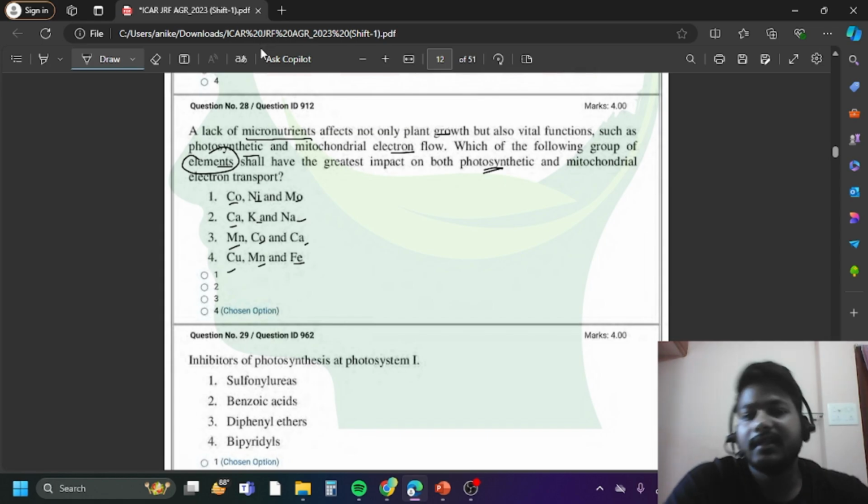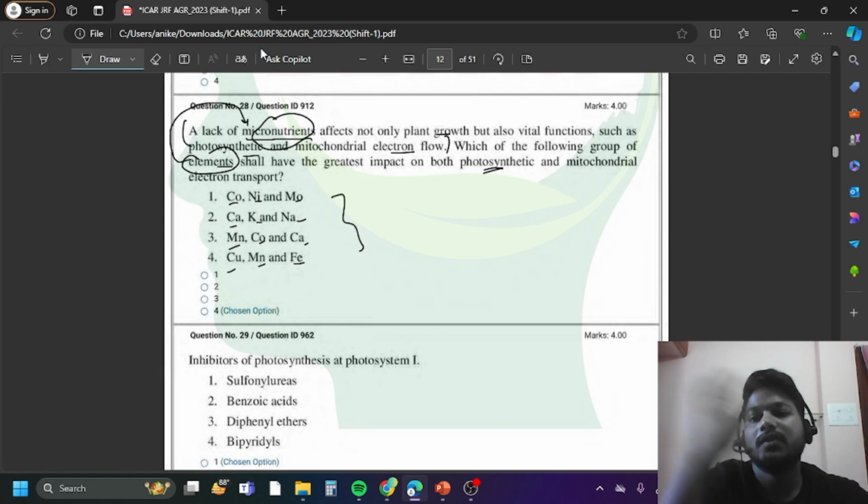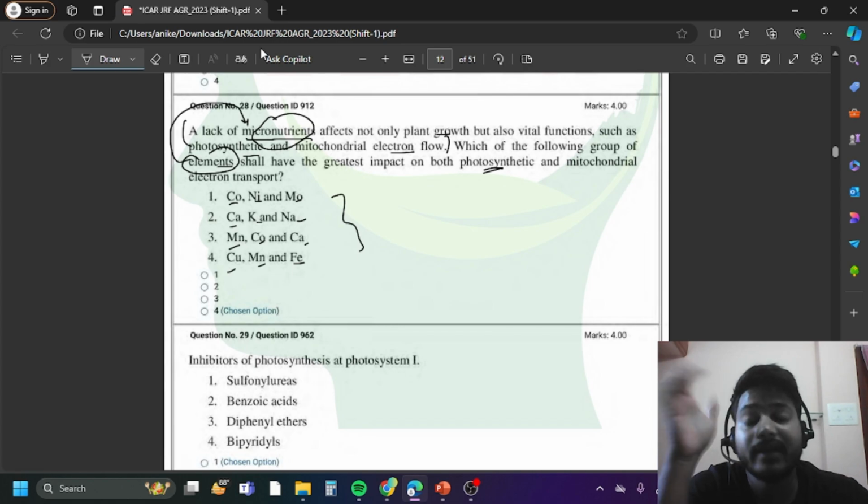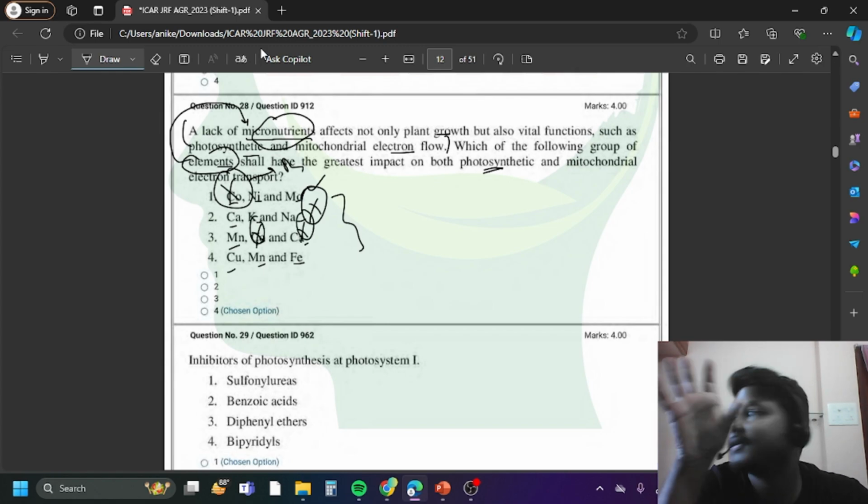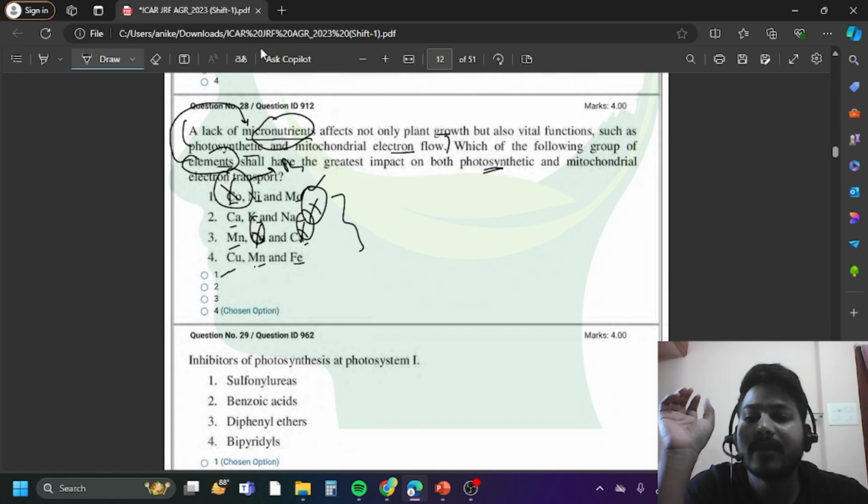Okay, you can see in the first line they have given the micronutrient effects. In the question they have asked which of the following group of elements, so they are indirectly asking which group of micronutrients. So you choose the option in which only micronutrients are available. Cobalt is not a micronutrient, it's a beneficial element. Nickel, molybdenum is correct. Calcium, potassium, sodium are not at all micronutrients. Manganese, cobalt and calcium, again cobalt and calcium are not micronutrients. So the only option left is option number 4, that is copper, manganese and iron.